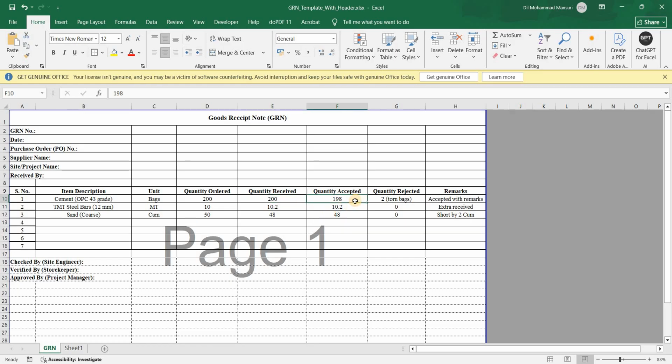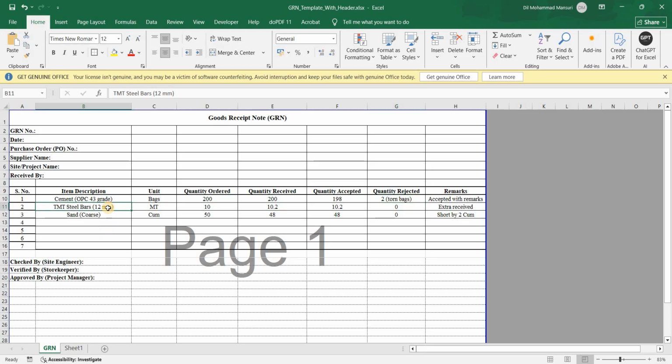Quantity accepted: how many did you accept that were usable on your site and in good condition? Suppose it was 198. Quantity rejected: 2 bags, because they were damaged, so we rejected 2 bags of cement. In remarks we can write accepted with remarks. Then you can send it to your head office.